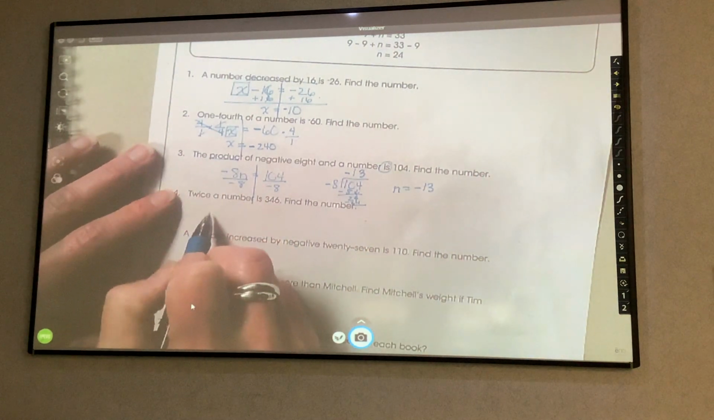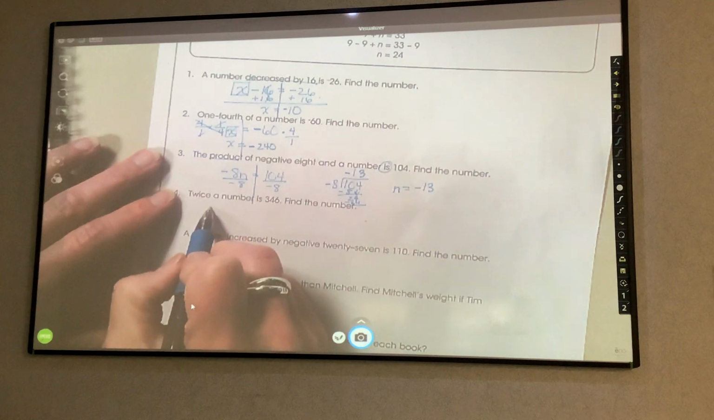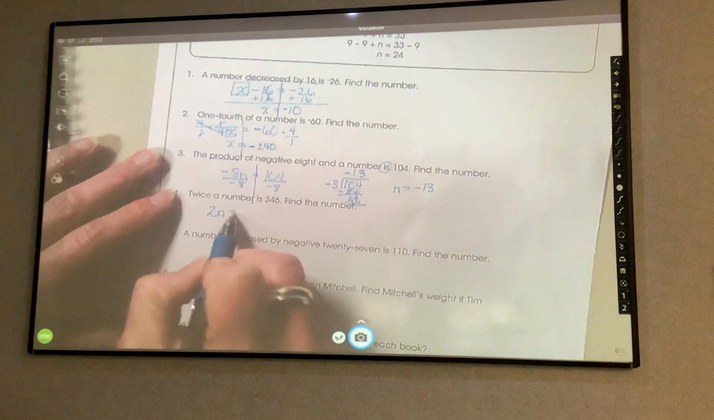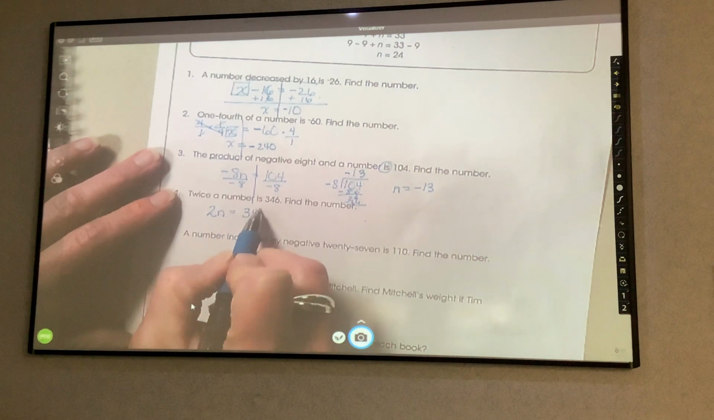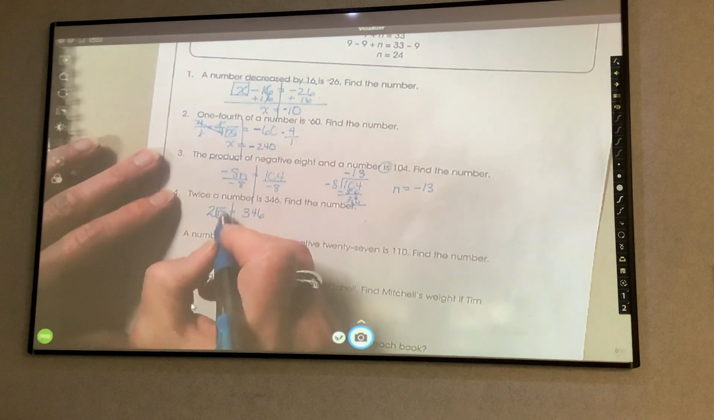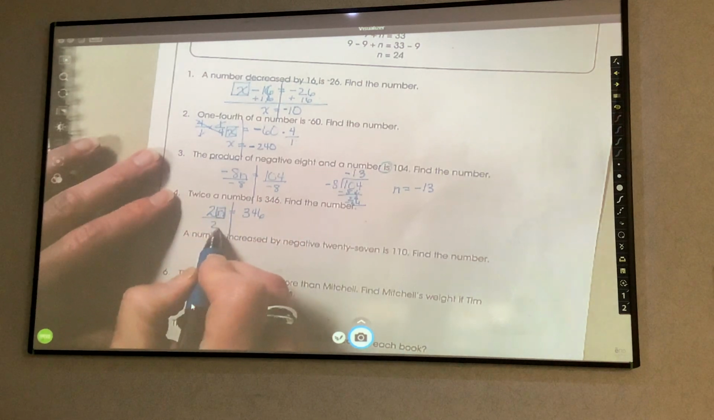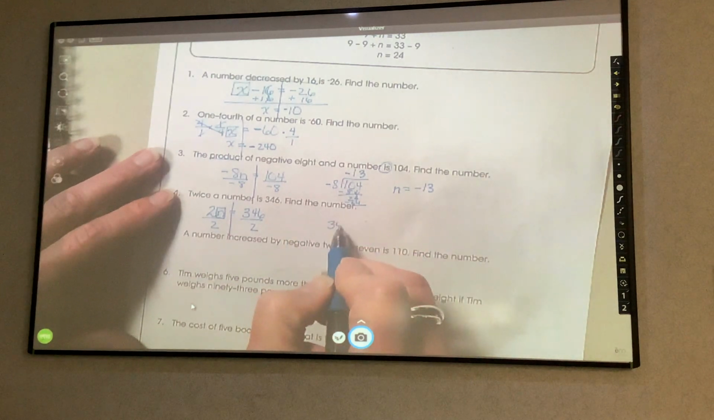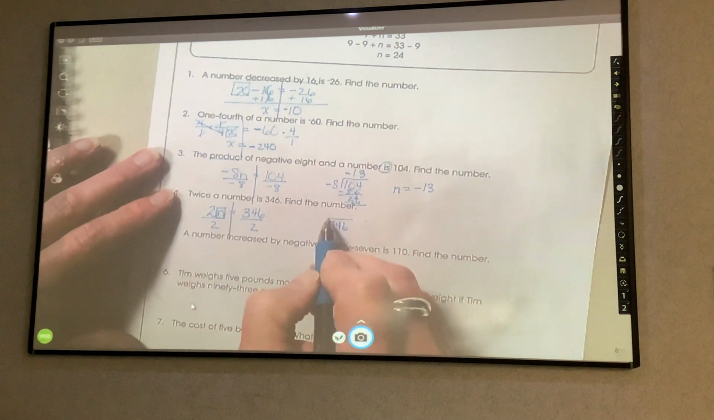Twice a number is 346. Find the number. So we just do twice times a number is 346. Draw my line, box up the n, divide by 2 on both sides. Again, I'm not going to do that in my head. So I'm going to do 346 divided by 2.